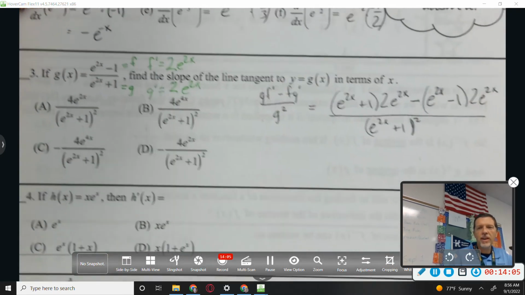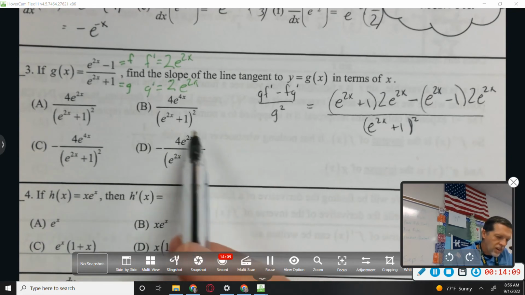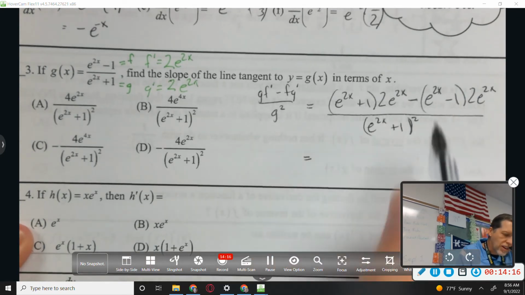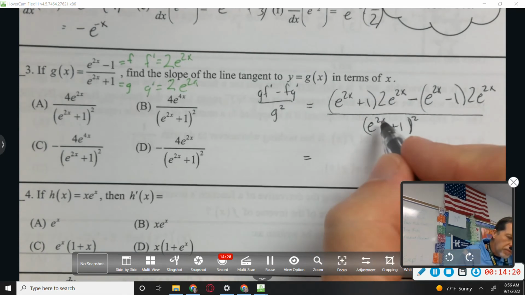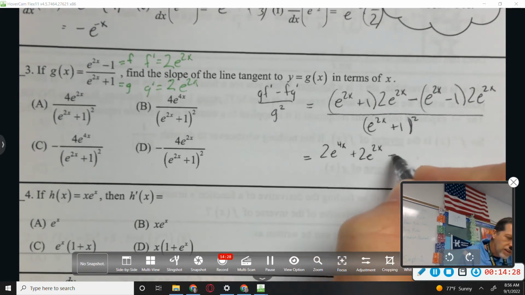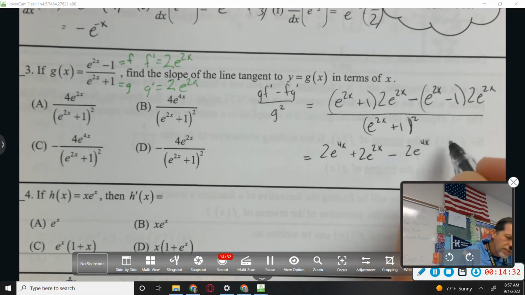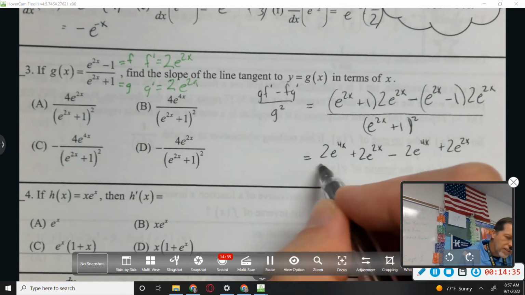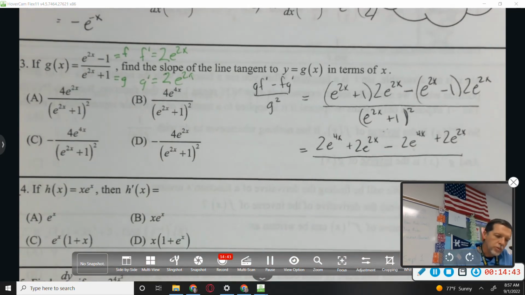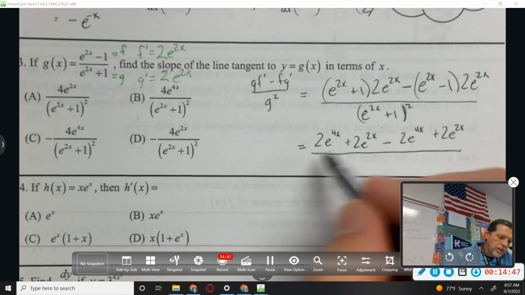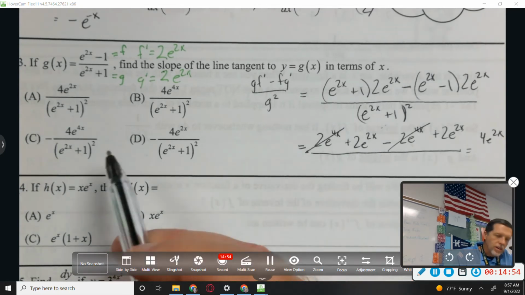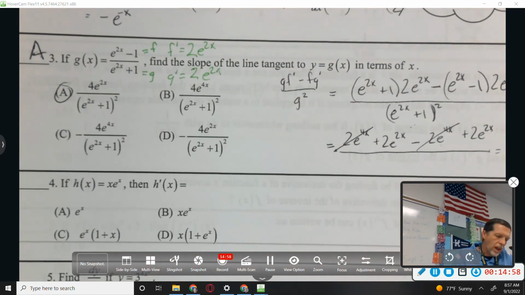Alright, that's probably a lot of simplifying that can go on. I start looking at my answer choices. They all have g squared, so that doesn't really help. It looks like it's all about what's in the numerator here. So this calculus is over. Now it's algebra time. If I distribute, that would be 2e to the 4x plus 2e to the 2x minus 2e to the 4x plus 2e to the 2x. I'm not going to write the denominator again because I know what it is. It can't be simplified. It's already over in all the answer choices, so I'm really just worried about the top here. The e to the 4x's will cancel, and that gives me 4e to the 2x in the numerator. So I go look at my answer choices, and that is answer choice A.